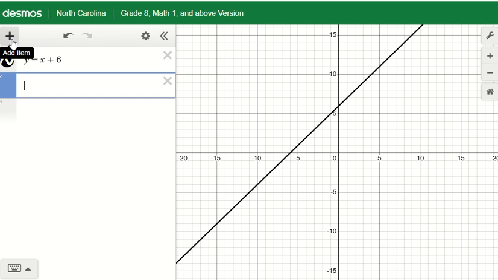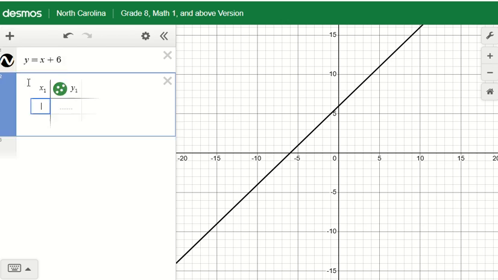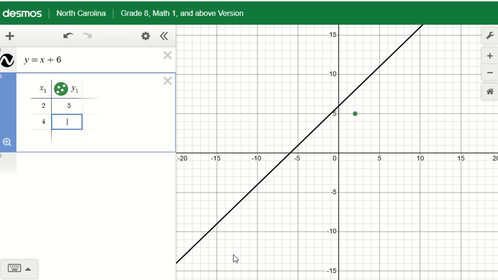So to do that, we press the plus sign, and you want a table. All right. Our x value for the first one was 2, y value 5. So I put 2, 5 in. For the second one, we had 4, 13. Okay? So what that does is that gives us a line, and it gives us those 2 points.